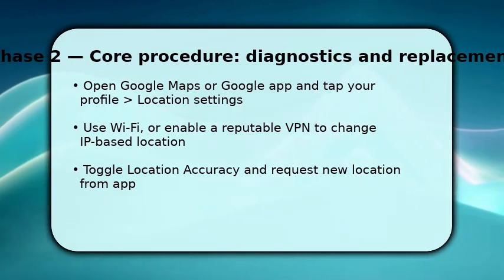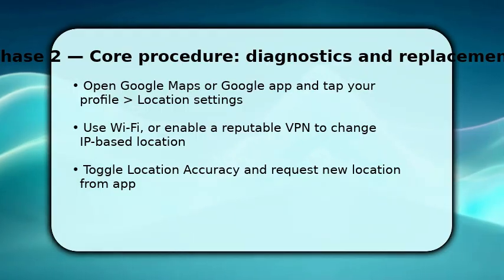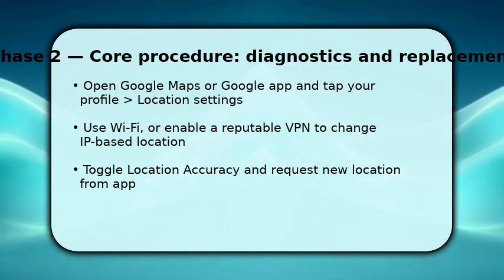Also toggle Improve Location Accuracy or Google Location Accuracy so the app requests a fresh GPS fix. After changing network or VPN, force quit and reopen the app to apply.